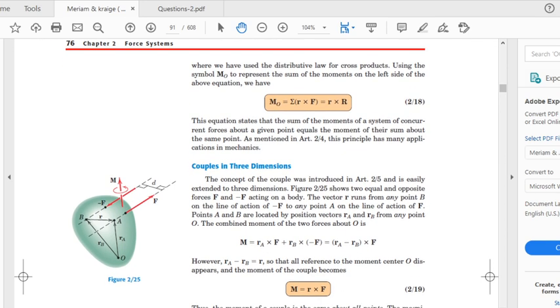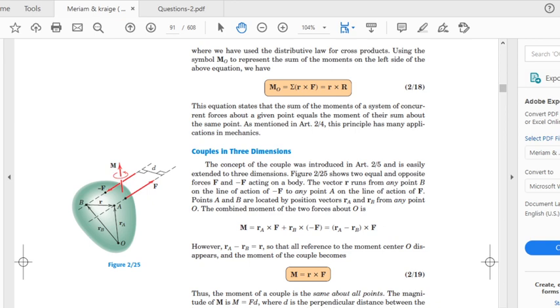Couple in 3 dimensions is again a free vector. It is going to have the same value at all points. However, the direction of this couple is going to be perpendicular to the plane of the 2 forces. If you are to calculate the value of the couple, then we can select any point on the line of action of one force and any point on the line of action of the other force, and then we can write the position vector r bar.